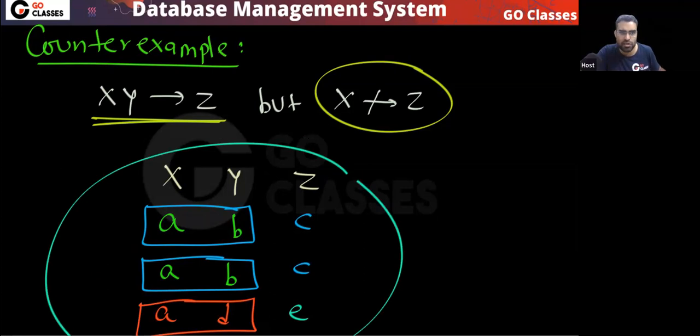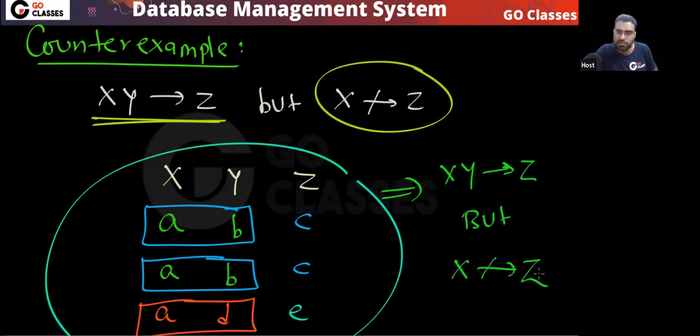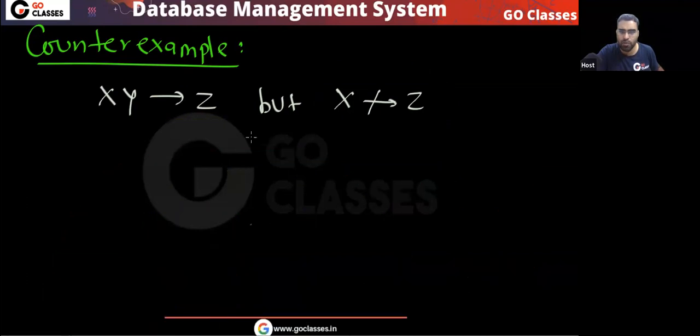Now look at this situation. Here you can easily notice that XY determines Z. But can you notice X does not determine Z? X does not determine Z. Yes or no? Is this clear? So a very simple point: you cannot split on the LHS.